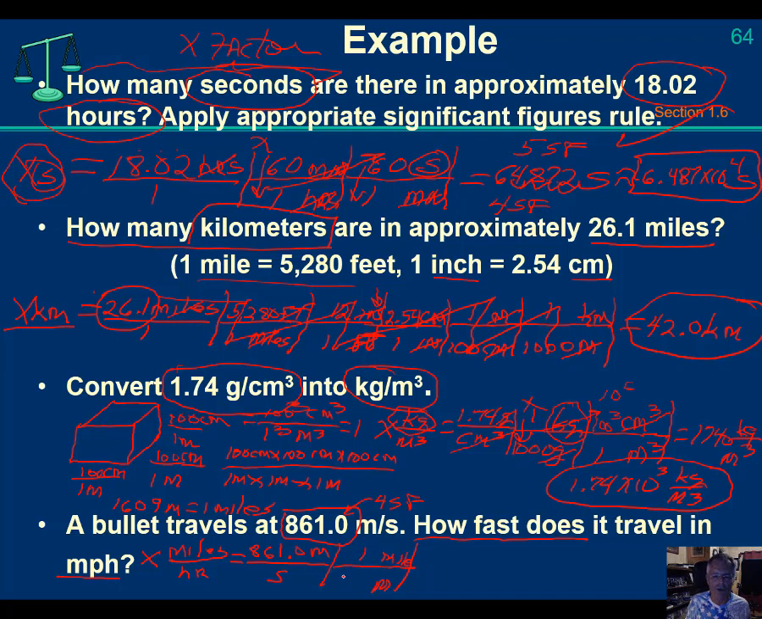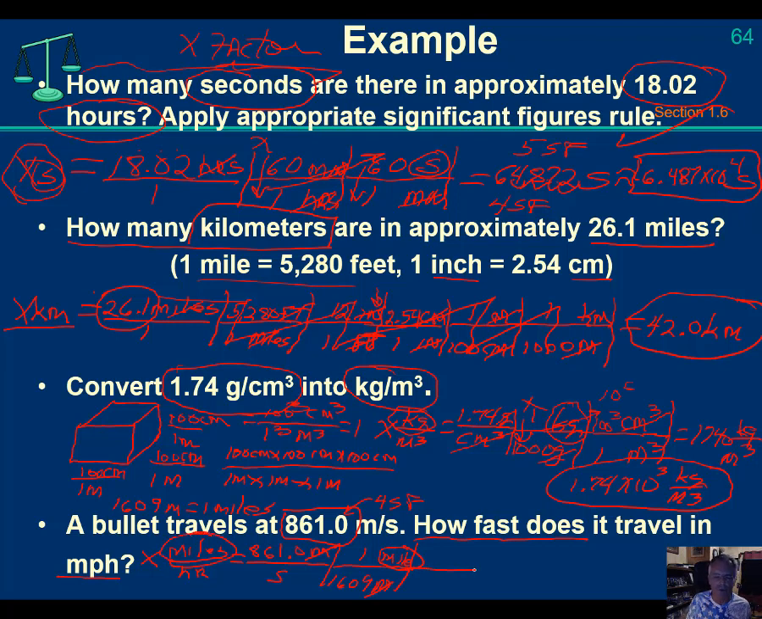Miles is the larger unit, and so I have 1,609 meters per 1 mile. And so when I multiply across, meters will cancel. That's going to give me the numerator of my x factor, which is miles.